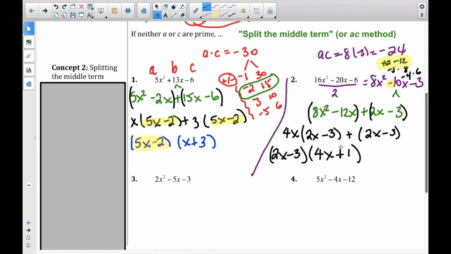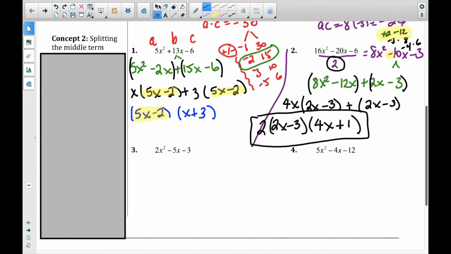Now, we do need to be careful in our answer because we are pretty much done here. The only thing is, do you remember a minute ago that we factored out that 2? We need to make sure we put that 2 in our solution. So now, if we went back and did all of this distributing over again, we would get 16x squared minus 20x minus 6.